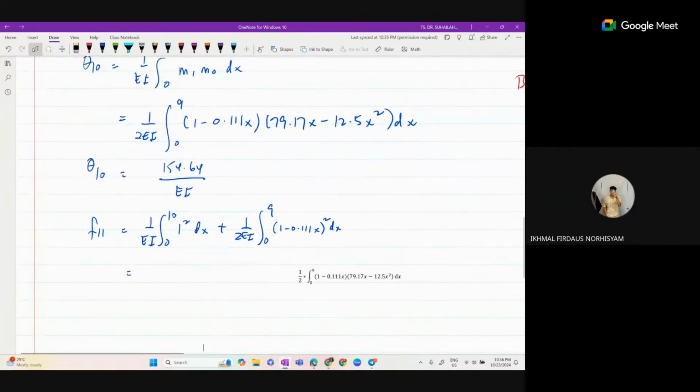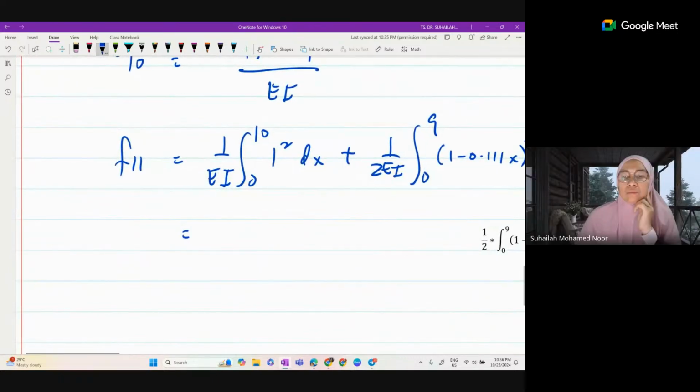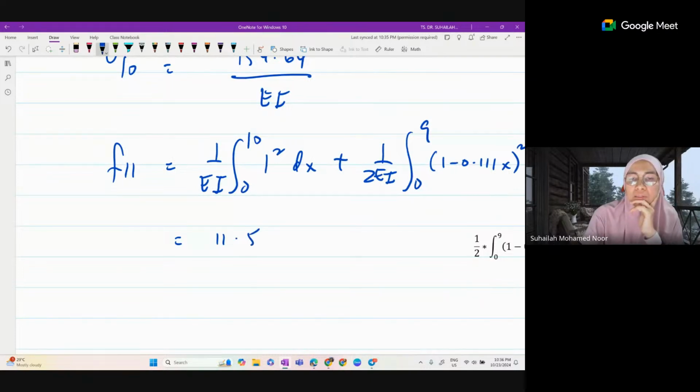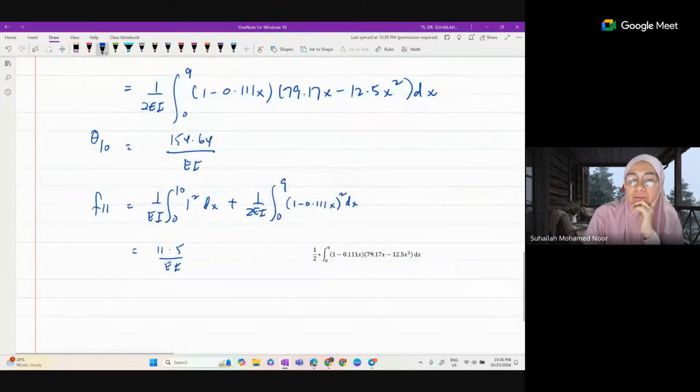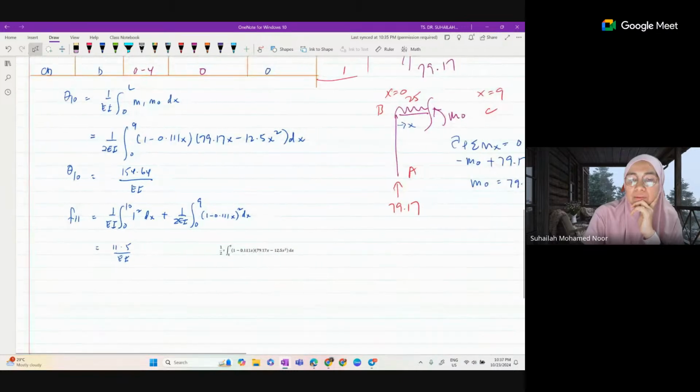Hmm. 11.5. 11.5. Tekan kalkulator lah lagi cepat. 11.5 over EI. Okay, 11.5 over EI. So now dah settle yang ni.